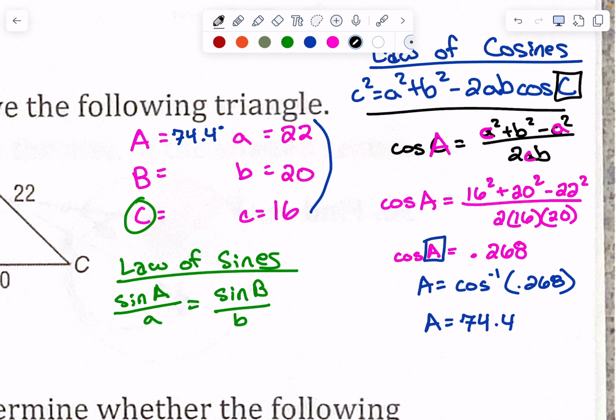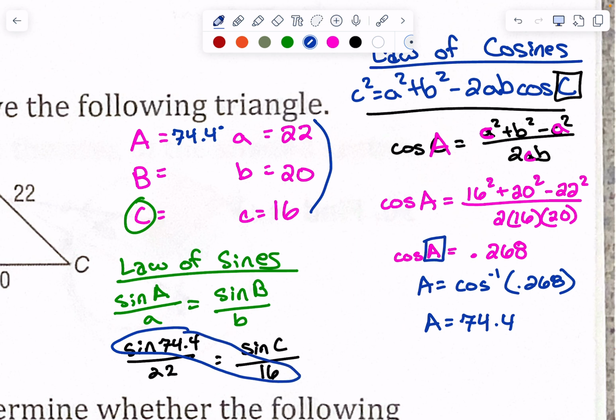So we've got sine of 74.4 over 22 equals sine of C over 16. Then we cross multiply and divide, and that's what sine of C is. So you've got to take the inverse.